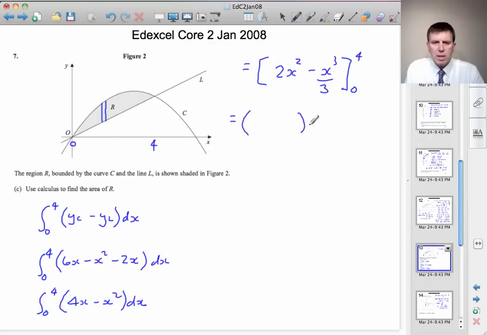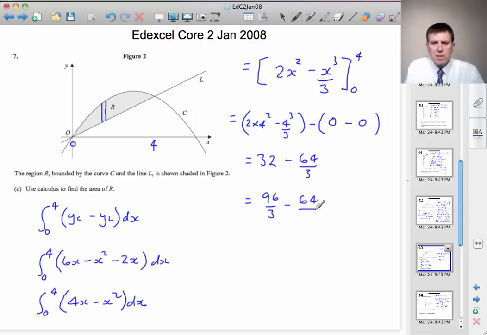So a bracket minus a bracket, substituting the 4 in and then the 0. This is going to be 2 times 4 squared minus 4 cubed over 3. And this one will just be 0 minus 0. 4 squared 16, 2 times 16 is 32. 4 cubed is 64, so this second term is minus 64 over 3. Let's put it on a common denominator of 3. 32 is 96 over 3. And 96 over 3 minus 64 over 3 is 32 over 3. So the answer is 32 over 3 units squared. And that completes question 7.